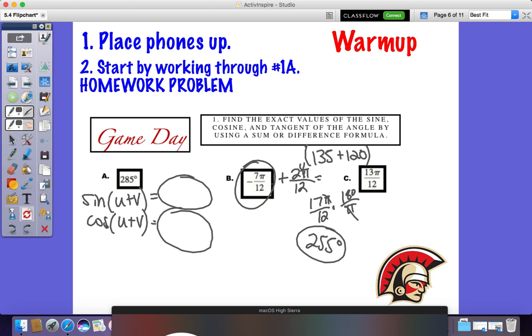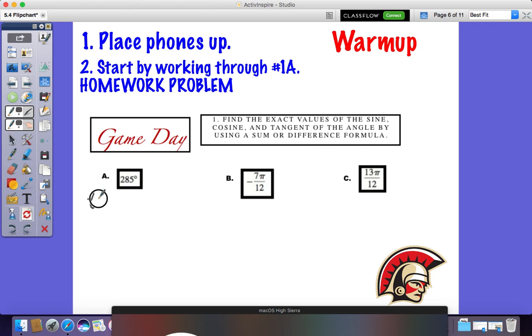Okay? Cool. All right, so let's do tangent of u plus v. What are the two angles we had? Katie, we did 150 and 135, right? Okay.